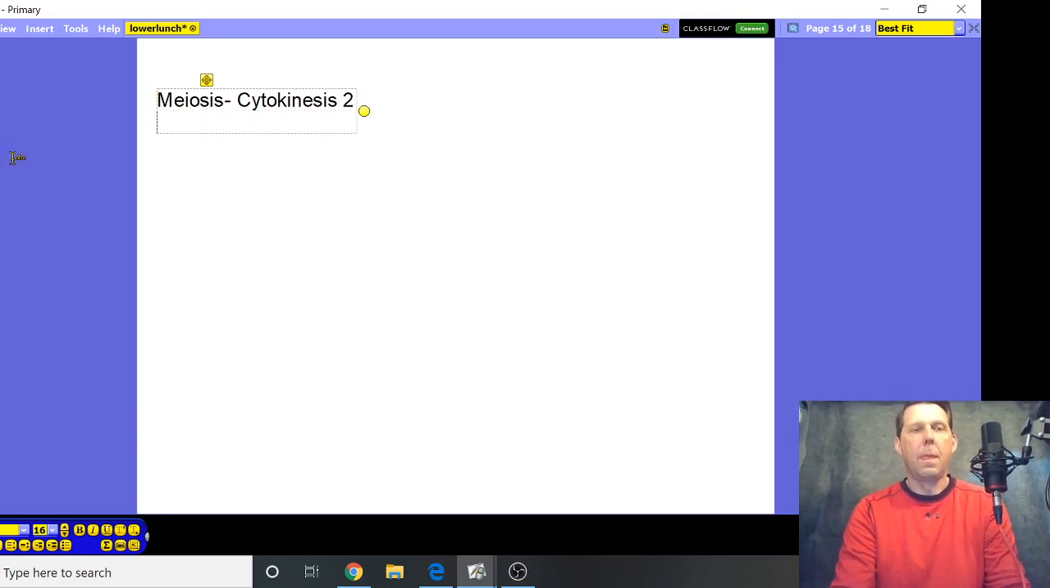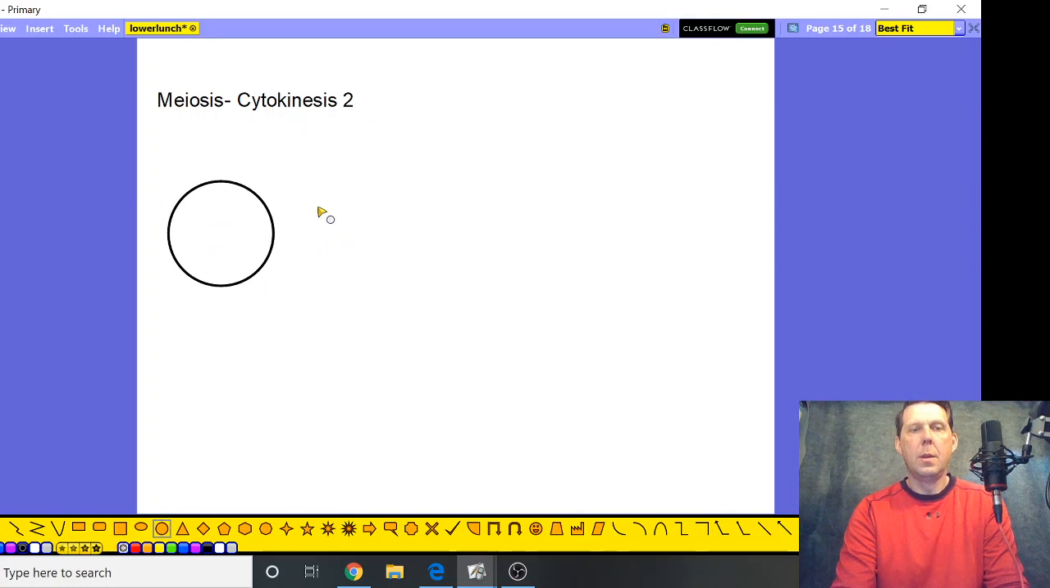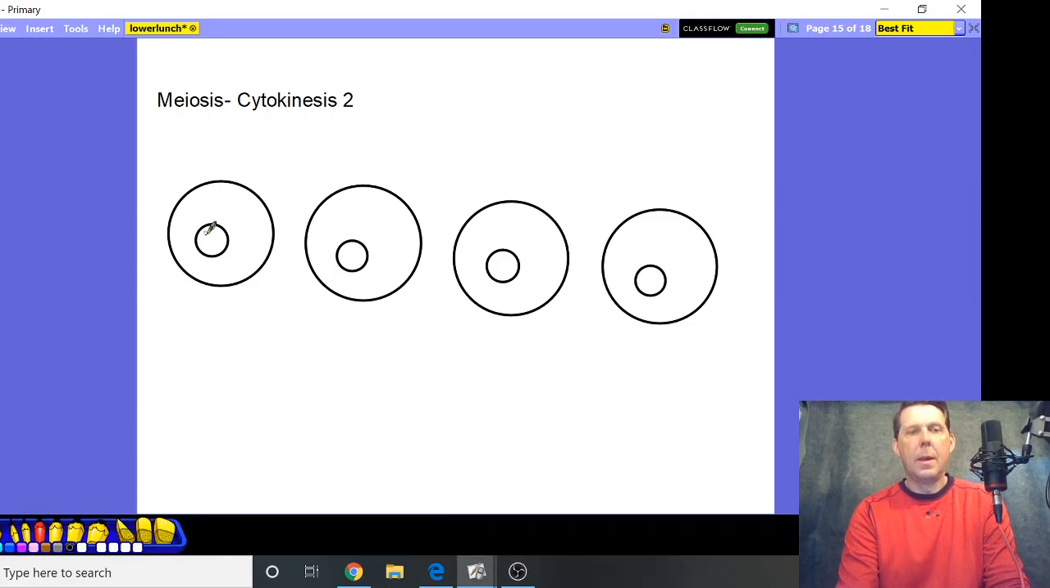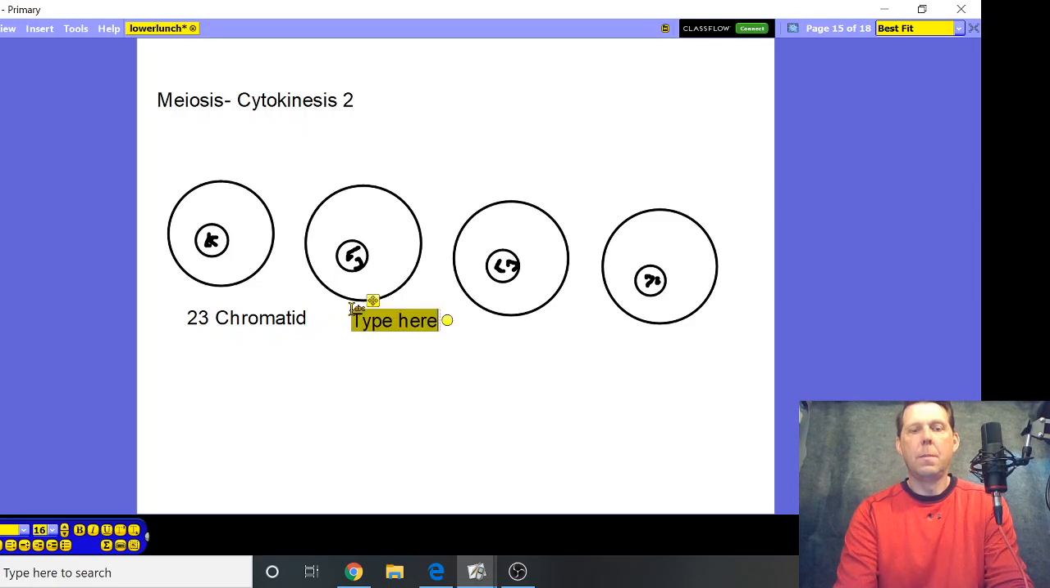Cytokinesis 2. There should be 1, 2, 3, 4. And 1, 2, 3, 4 nuclei. And we'll throw some genetic material in each one. All of them a single V-shaped-ish. Having a hard time getting it in there. A single chromatid. And 23 in each one.